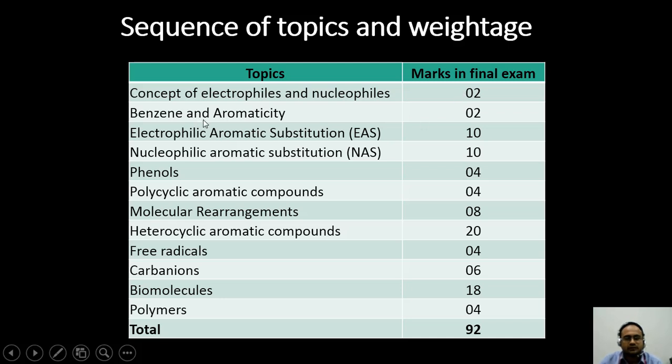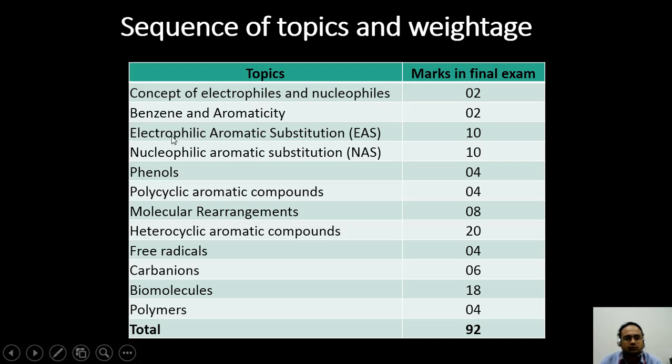And then the next topic is benzene and aromaticity. Some of this we have learned in the last semester, but we want to understand it in greater detail, and some part of this will also be included in the practical sessions. This will have a weightage of 2 marks.